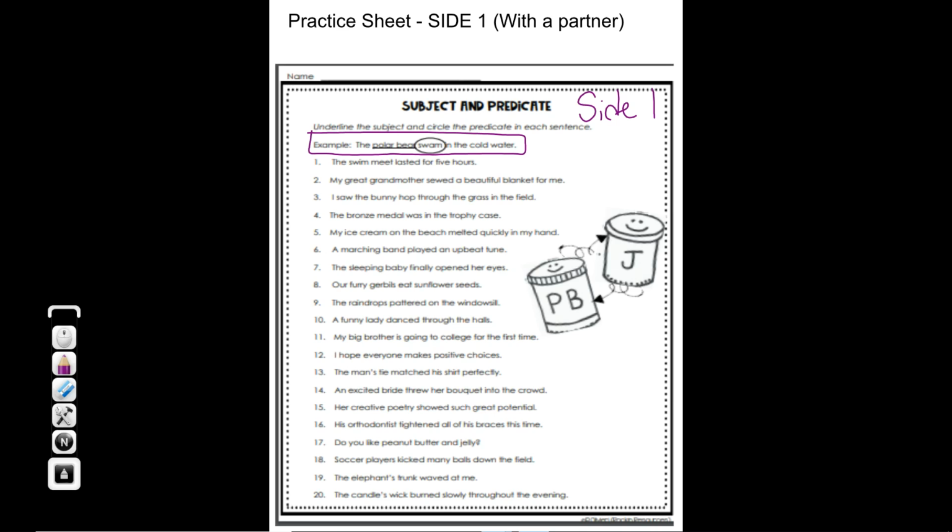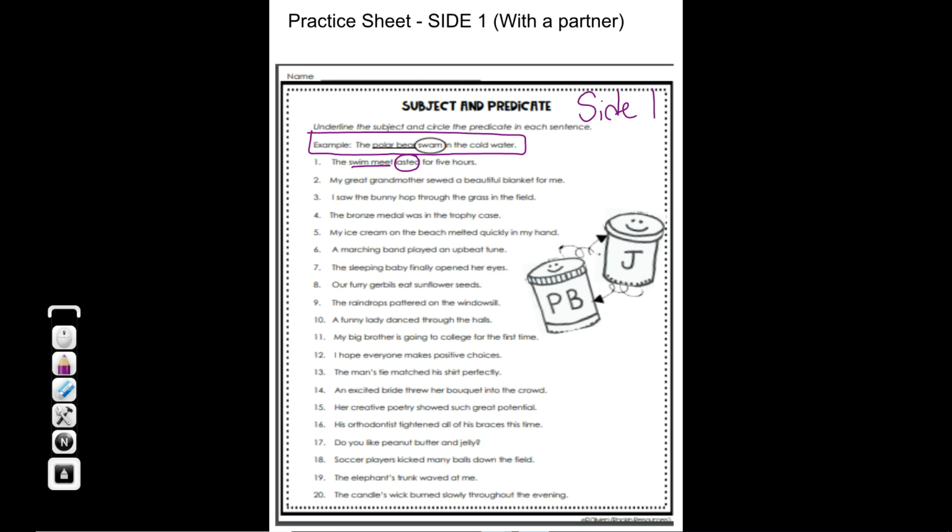I'm going to do number 1 with you. The swim meet lasted for 5 hours. So we're talking about the swim meet. I would underline swim meet and I'm going to circle lasted, because that's what it did. The swim meet lasted for 5 hours.